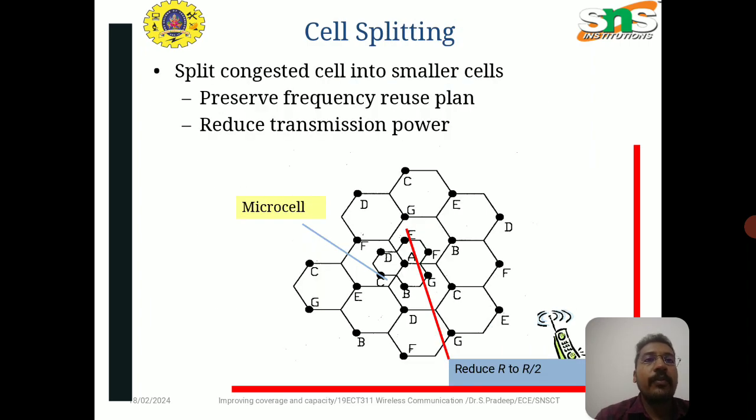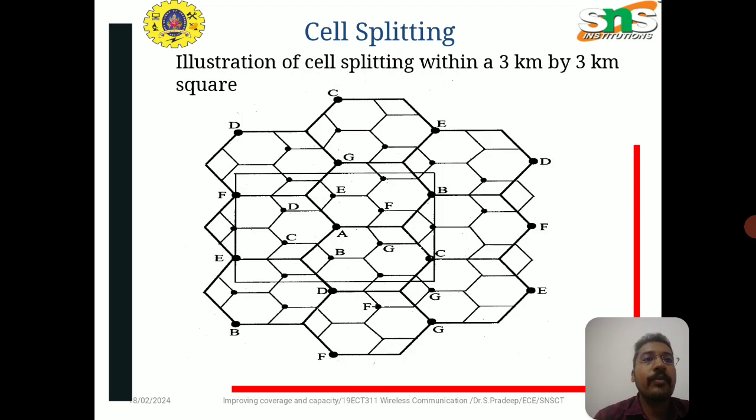Cell splitting. In cell splitting, the congested cells are split into smaller cells, which preserves the frequency reuse plan and reduces transmission powers. The smaller cells are known as microcells. A cell radius R is reduced to R by 2 in this cell splitting concept. This figure illustrates a cell splitting within a 3 km by 3 km square.